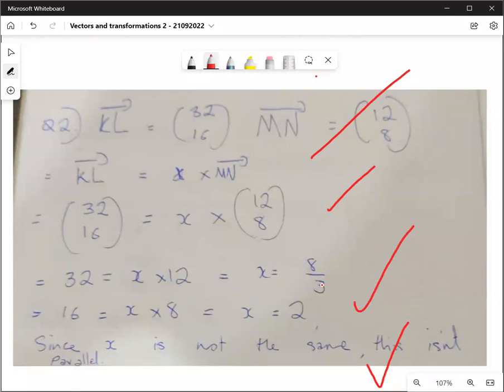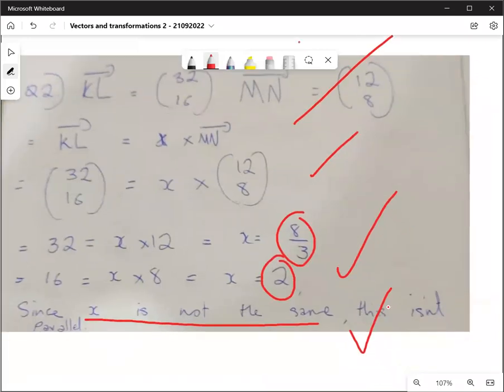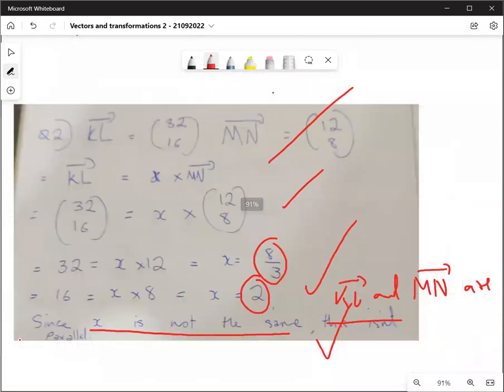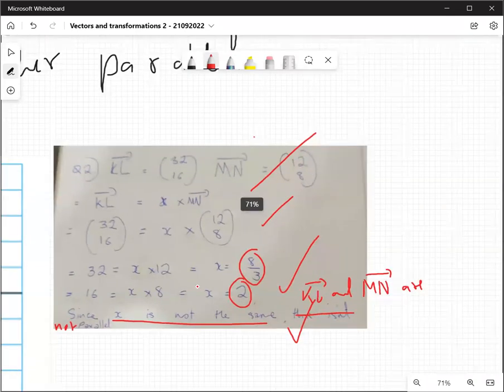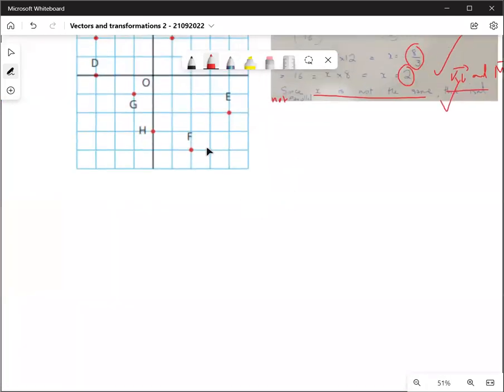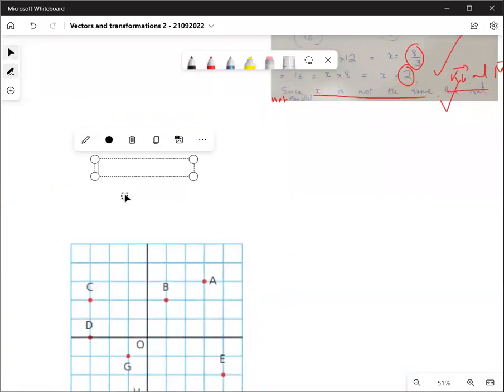Now, all we're doing right now is X or K, whatever constant you have taken. They are not constant. This fraction 8 by 3 or decimal is not the same as 2. So I can say K is not the same. You don't say this is parallel, you say KL and MN are not parallel. Since K is not the same, if it was the same, then it would be parallel. Let's start something new, which is position vectors.